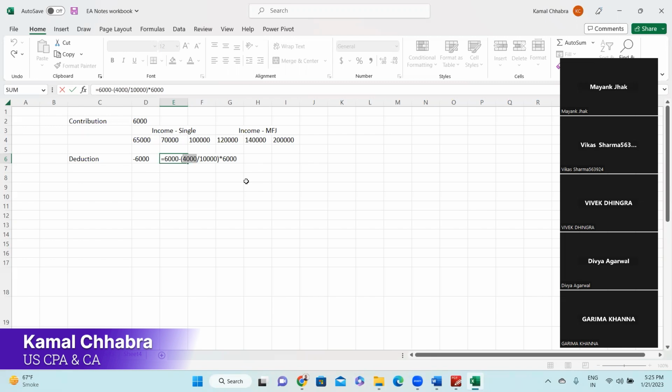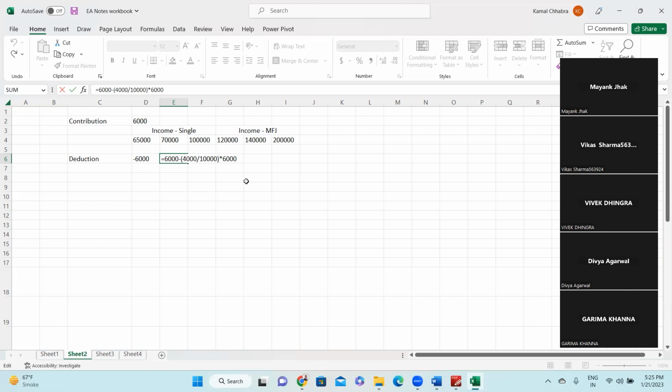And what is the total phase out limit? $10,000, which is 66,000 to 76,000, right? This entire phase out limit is $10,000. And how much will be phased out? Multiply by 6,000. So 2,400 is the phase out. So how much is allowable? 6,000 minus 2,400. Make sense? Yes, sir. Mayank, Rajat?